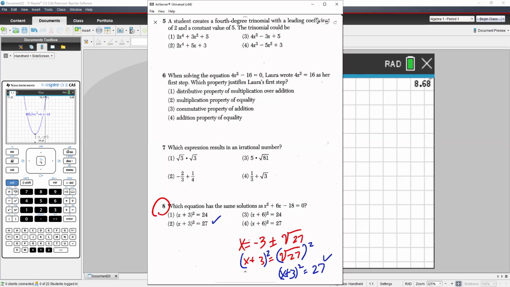Now, you could do this a bunch of different ways. You could actually complete the square. You could actually solve this equation and find out what your zeros or solutions are, and then go through and check each one. It doesn't matter. Just make sure in the multiple choice section you get it. All right, let's go.